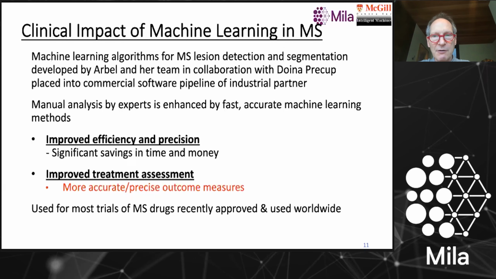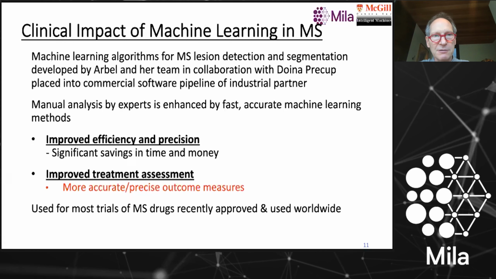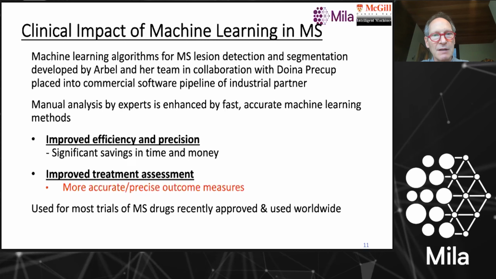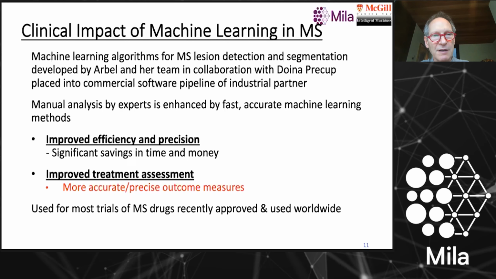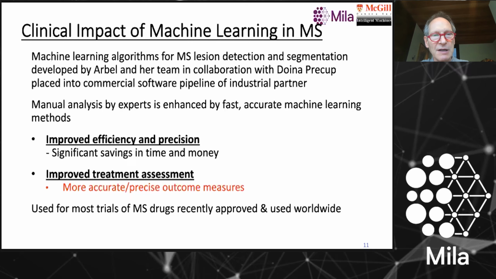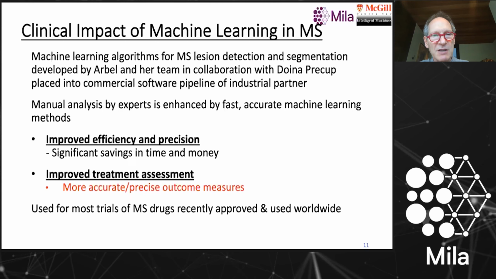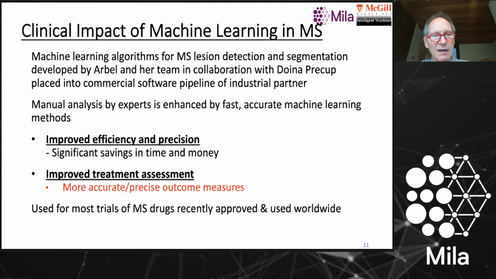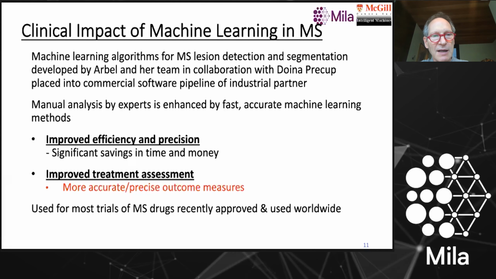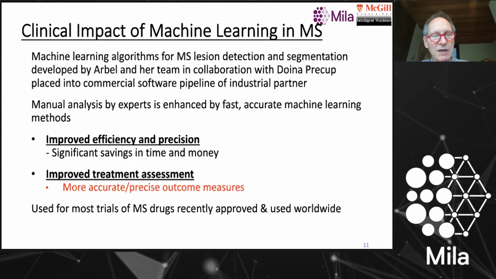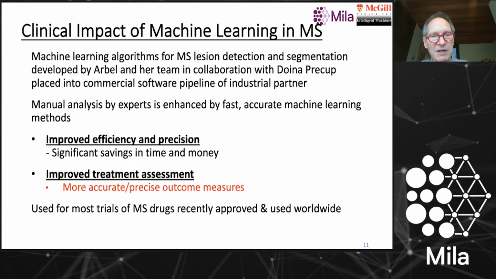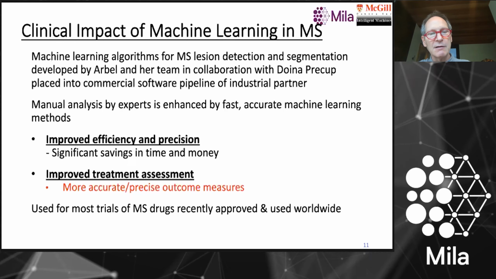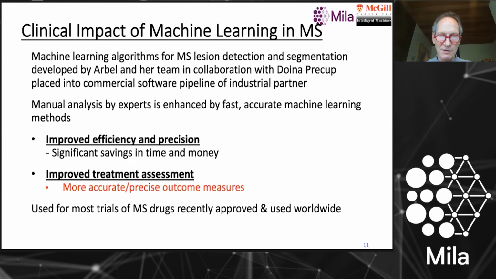We've been collaborating with Professor Arbel for years now to develop machine learning methods to try and automate these tasks. This collaboration with Professor Arbel and her colleagues has resulted in very major improvements in our ability to actually detect and segment lesions in these clinical trials. This is a significant increase in efficiency, and most importantly, a significant increase in the accuracy and precision of the outcome measures that we make, which translates into more efficient trials, greater statistical power, less time, fewer patients, less money involved.